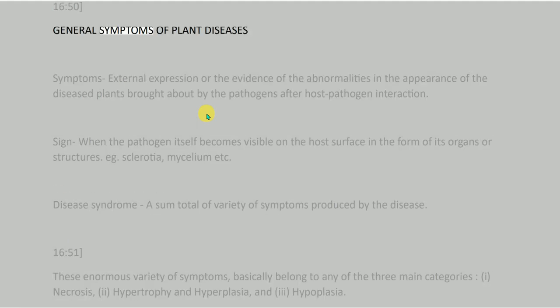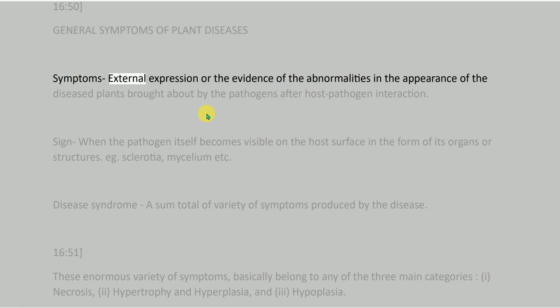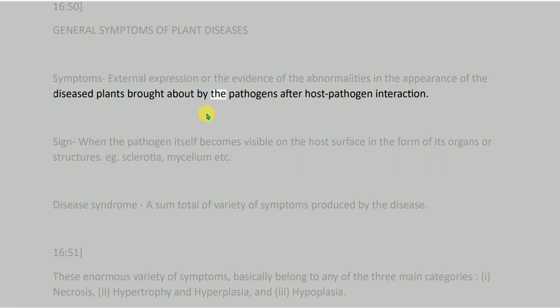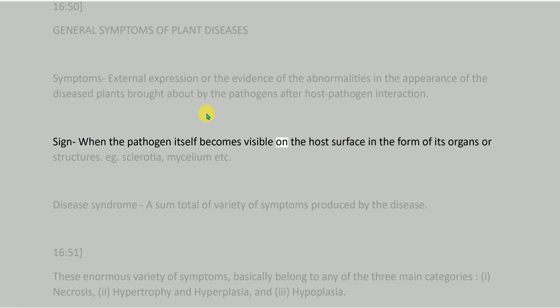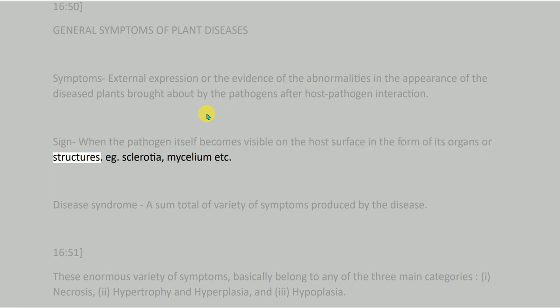General symptoms of plant diseases. Symptoms: external expression or the evidence of the abnormalities in the appearance of the diseased plants brought about by the pathogens after host-pathogen interaction. Sign: when the pathogen itself becomes visible on the host surface in the form of its organs or structures, sclerotia, mycelium, etc. Disease syndrome: a sum total of the variety of symptoms produced by the disease.